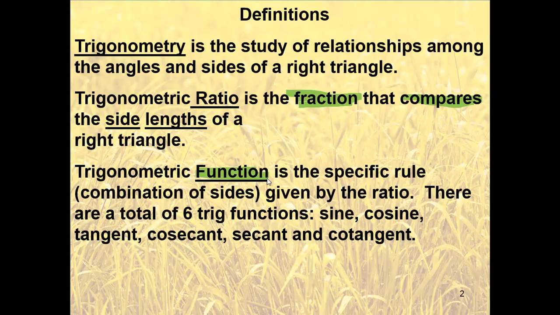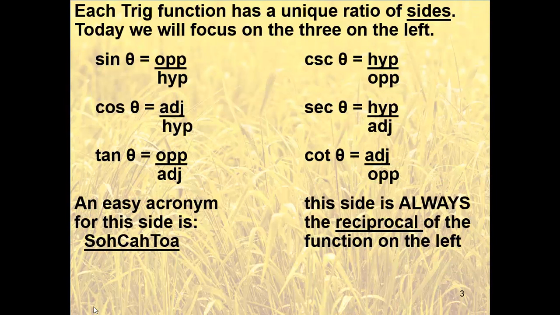So a trig function is a specific rule given by a ratio. There's a total of 6 of them: sine, cosine, tangent, cosecant, secant, and cotangent. Today, first 3. So the functions are these things on the left: sine, cosine, and tangent. Each function has a unique ratio.